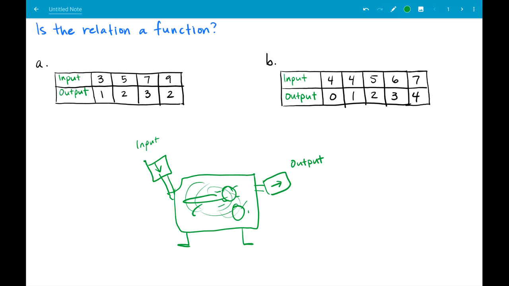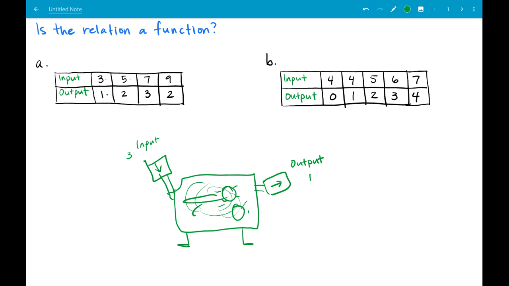In order to determine if a relation is a function, every input has to have its own output. Let's look at example A. I want to determine if every time I put in a 3, a 1 comes out. I look at all the other inputs and ask, are there any other 3s that I'm putting in? The answer is no. So for every 3 that I put in, I will get a 1 out.